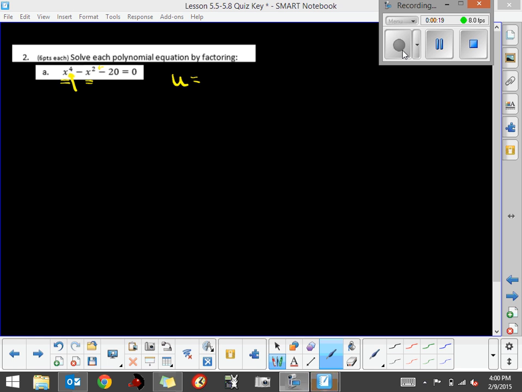where we allowed u to equal the smaller of the two exponents, x squared, which meant u squared would have to equal x to the fourth. And we made those substitutions so that we could get it looking like a quadratic. So instead of an x to the fourth, we have a u squared taking its place. Instead of an x squared, we let u replace it, minus 20 equals 0. So now this is our quadratic equation, at least it's quadratic in nature.